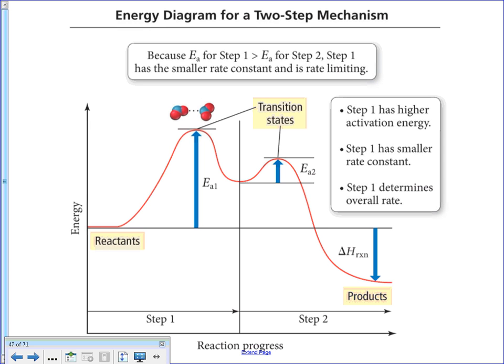Okay, so this one right here, you can tell has how many steps in its mechanism? 2 steps in its mechanism. A single-step mechanism would have 1 hump. A 4-step mechanism would have 4 humps, right? So you can see that this first step has a huge activation energy.